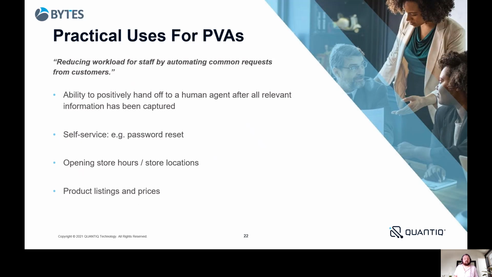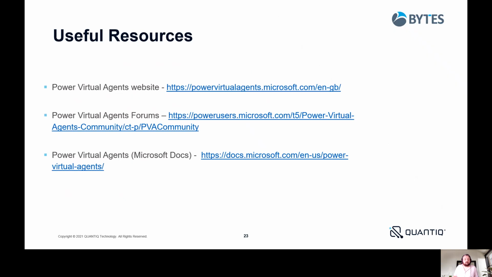Some practical uses then for Power Virtual Agents. It reduces workload for staff by automating common requests from customers. You're able to positively hand off to a human agent after all the relevant information has been captured. You could do lots of things within self-service, like password reset, or I talked about booking holiday internally through a Power Virtual Agents for Teams with your HR department. A customer could come and check store hours or store locations, or find out about product listings and prices. There's lots of other different use cases as well.